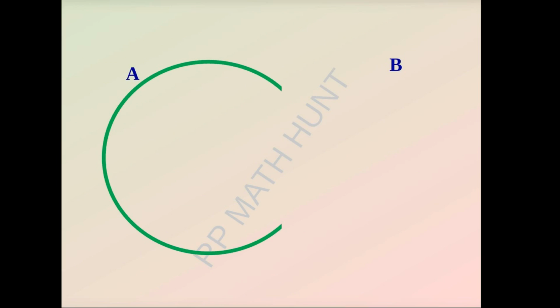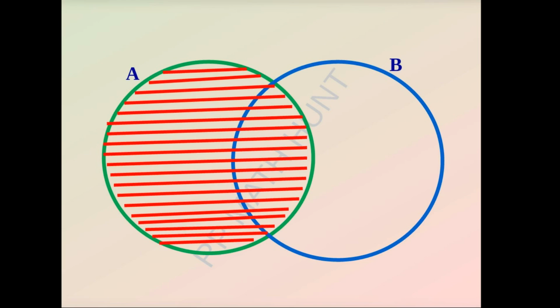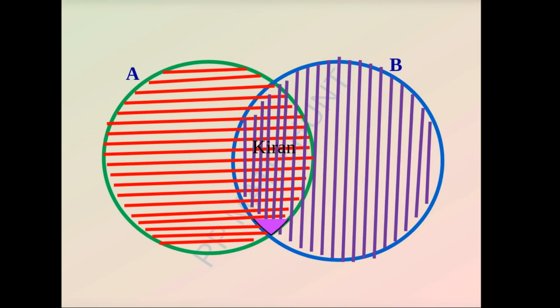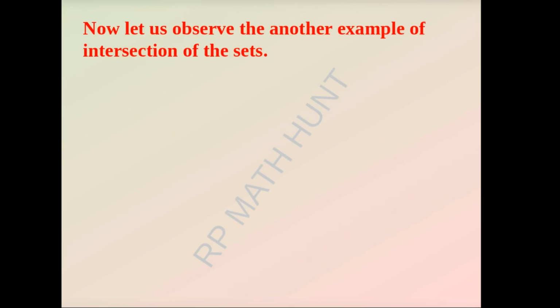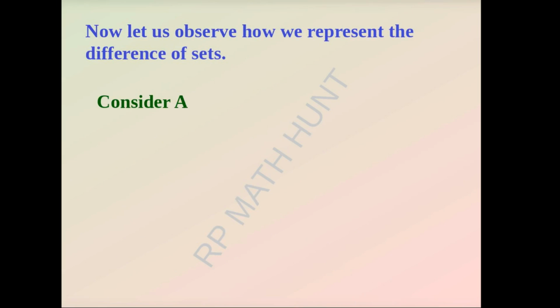Let us observe how they are represented in a Venn diagram. See the entire region A and this is the entire region B, where the two regions have intersected in the middle. That is A intersection B. Now let us observe another example of intersection of sets. What are the common elements in the given two sets A and B? 6 and 7.